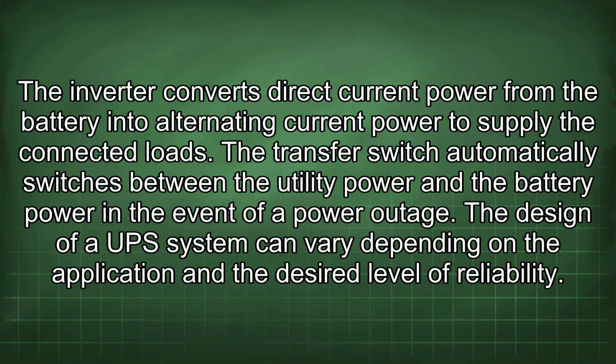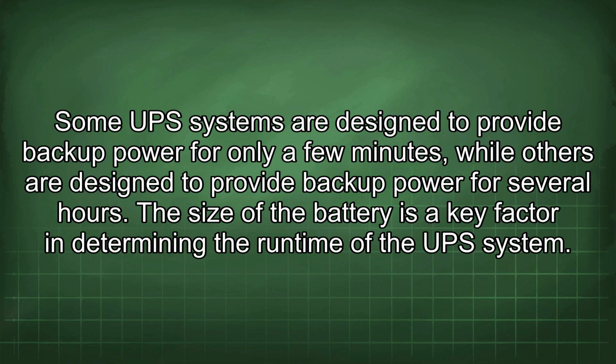The inverter converts direct current power from the battery into alternating current power to supply the connected load. The transfer switch automatically switches between the utility power and the battery power in the event of a power outage. The design of a UPS system can vary depending on the application and the desired level of reliability. Some UPS systems are designed to provide backup power for only a few minutes, while others are designed to provide backup power for several hours.